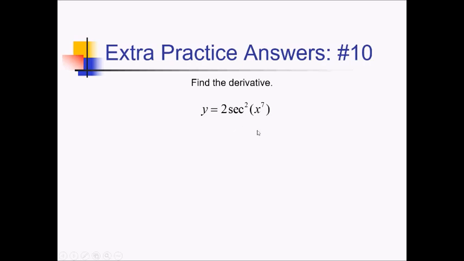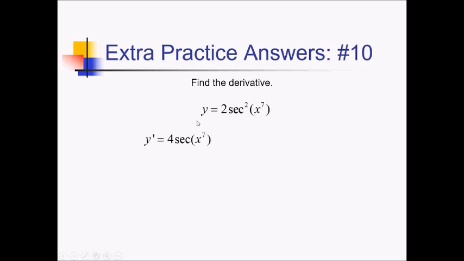In order to find the derivative of this function, I have to use the chain rule. So my outer function here, I've got 2 times something squared, is a little bit crazy, but that's what's going on here. So the derivative of that is going to be 4 times something to the first power. So 4 times secant of x to the 7th.